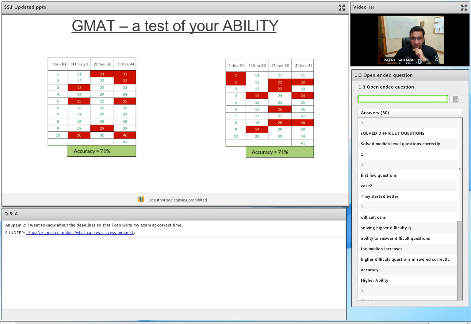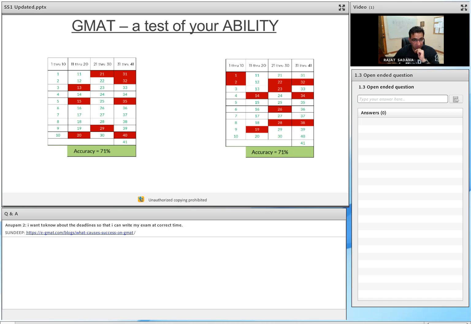Now, what you see over here as a difference between these two students is that student 2 made 2 additional mistakes over here. Question number 1 and question number 2 were the 2 additional mistakes. But if you compare between question number 11 and question number 41, you're going to find that they're very, very similar. There's nothing to take away between these two students.